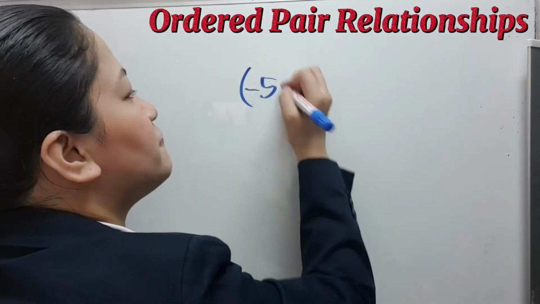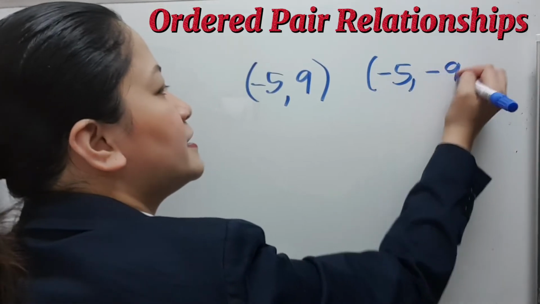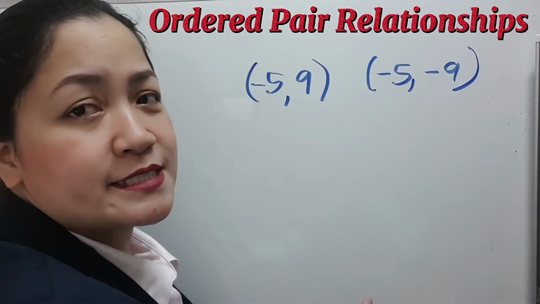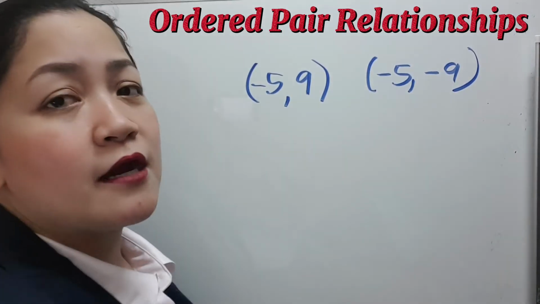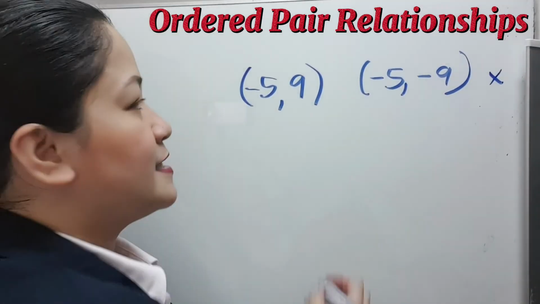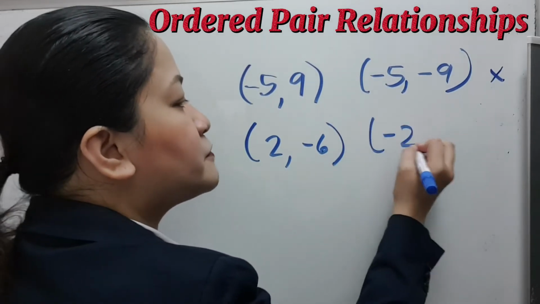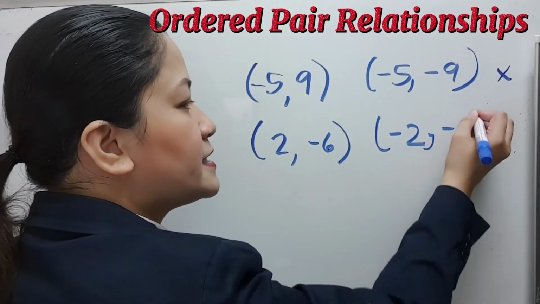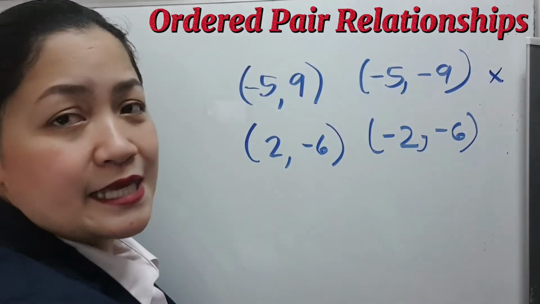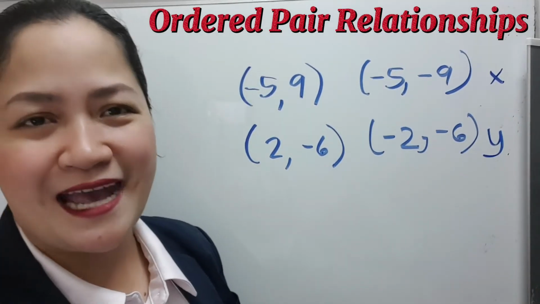If we have (-5, 9) and (-5, -9), so x are the same, y are opposites, that means these two points are reflections of each other across the x-axis. If we have (2, -6) and (-2, -6), so x are opposites and the y are the same. That means they are reflections of each other across the y-axis.